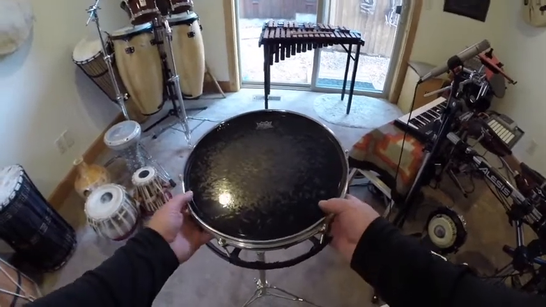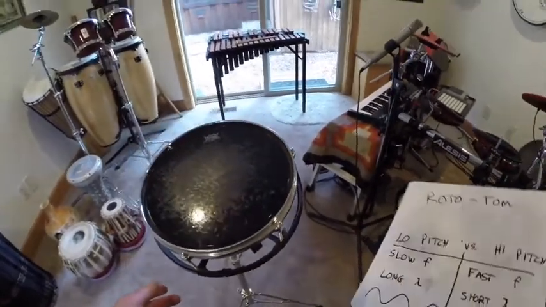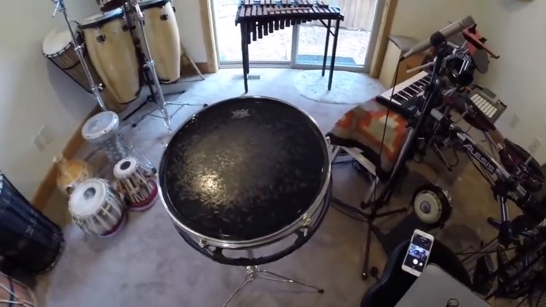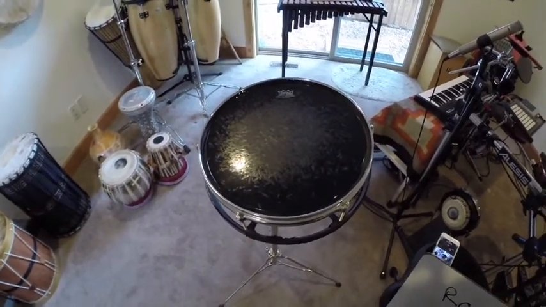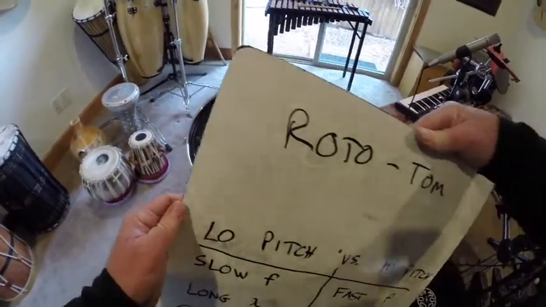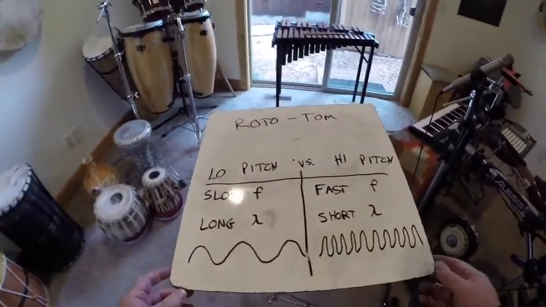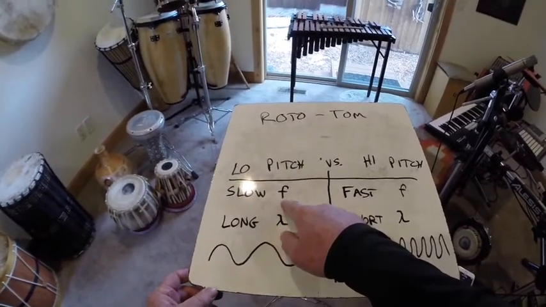So the tighter it is, the faster the vibration, and we refer to the speed of the vibration as the frequency. Frequency, how fast it vibrates, how fast that wave shakes back and forth or up and down. So here's one way to look at it. Frequency we represent with a small letter f.